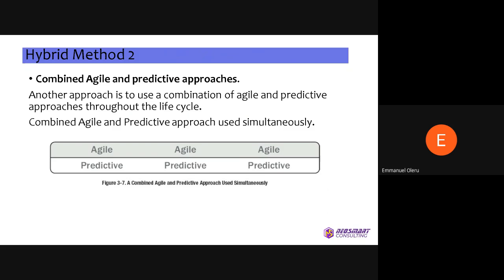So we have a combined agile and predictive model, which is another approach as well. You use the combination of the two throughout the life cycle of the project. So you're using them simultaneously. It's not like you finish agile and then go to predictive. You're doing both agile and predictive. It's not usually used most of the time, but it's something that is available.